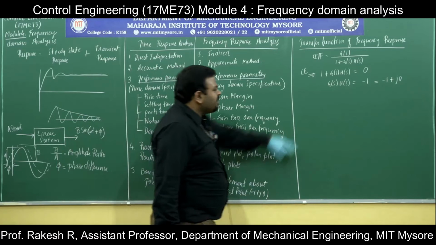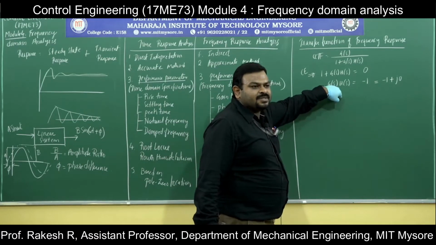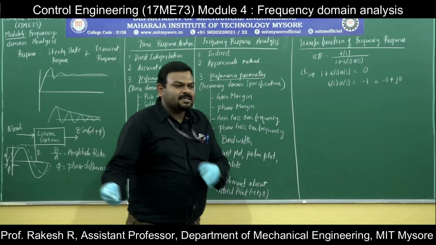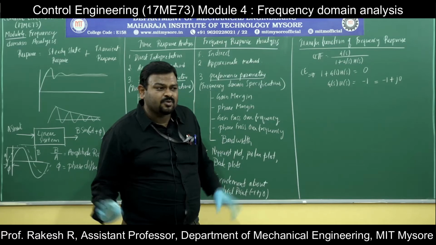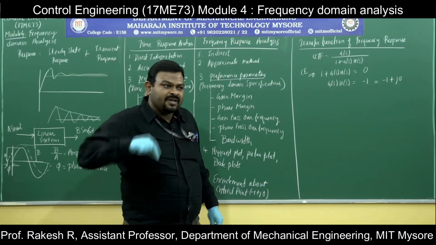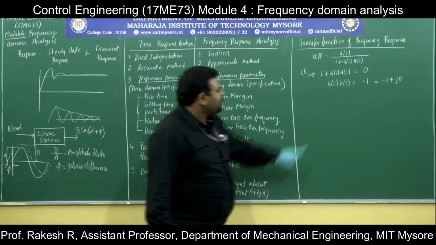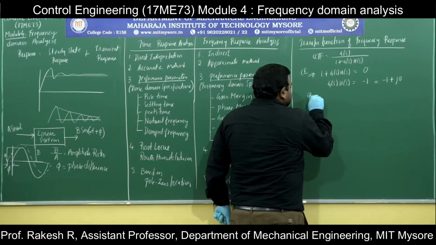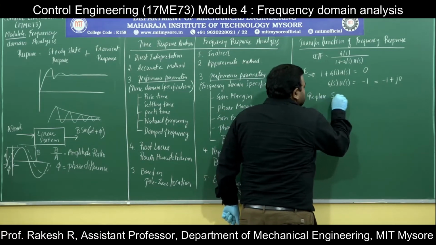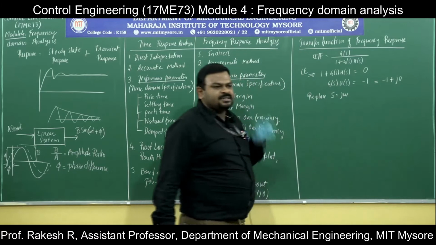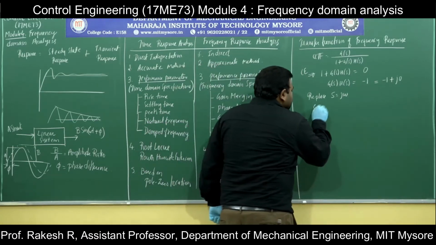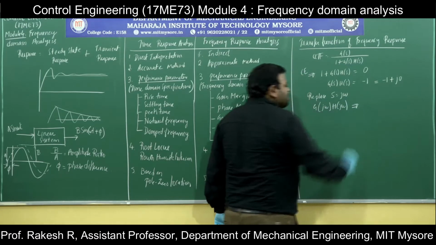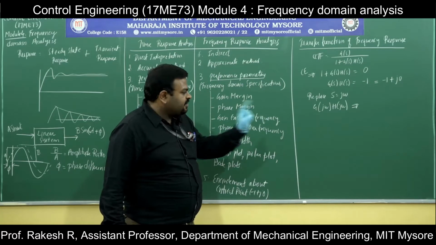Let us talk about only the left hand side part, G of s H of s. Here G of s H of s is in the form of s plus 1 divided by s square into s plus 1 into s plus 2, like that. It is some function. So we need to solve it. How to solve? First you need to consider G of s H of s. After that, always replace s is equal to j omega. If you replace s is equal to j omega, then what happens? G of j omega into H of j omega.